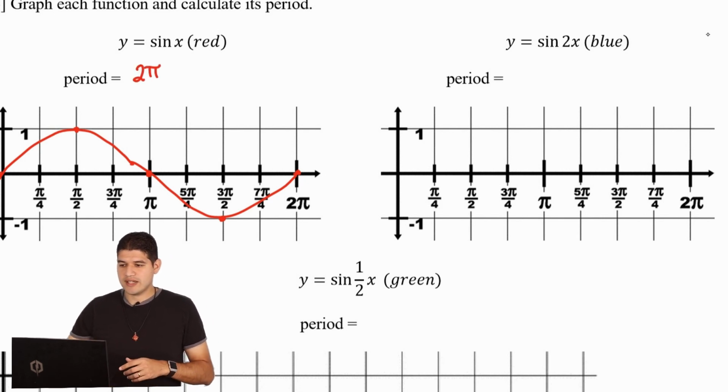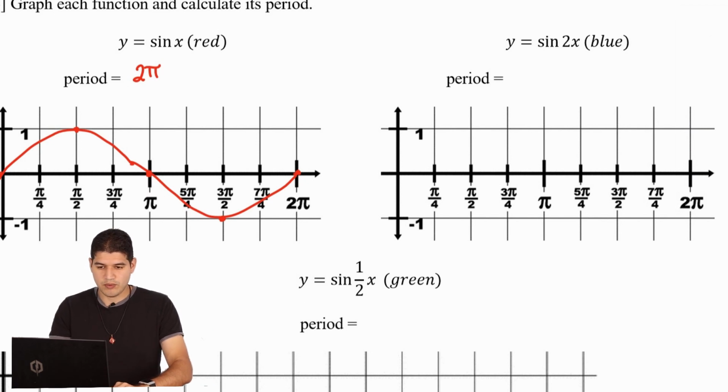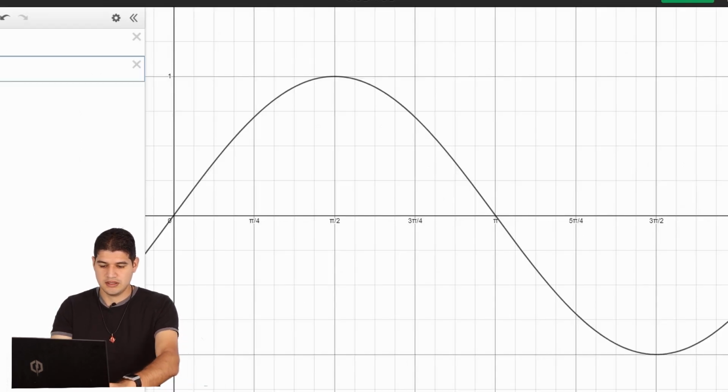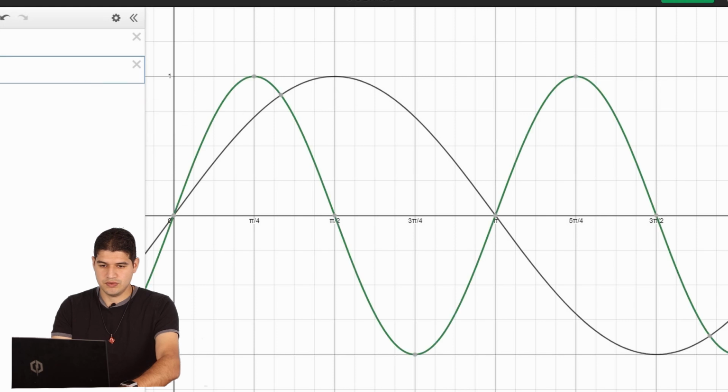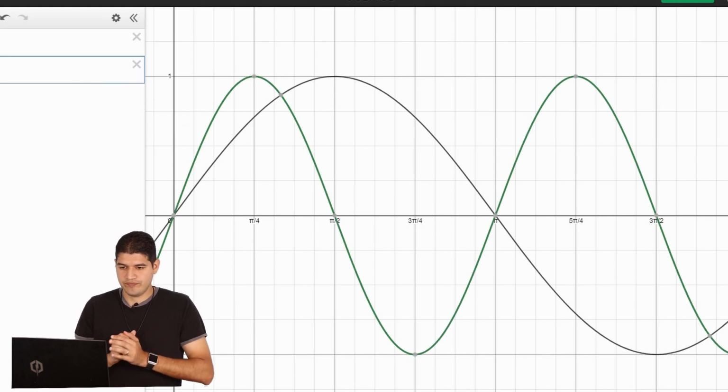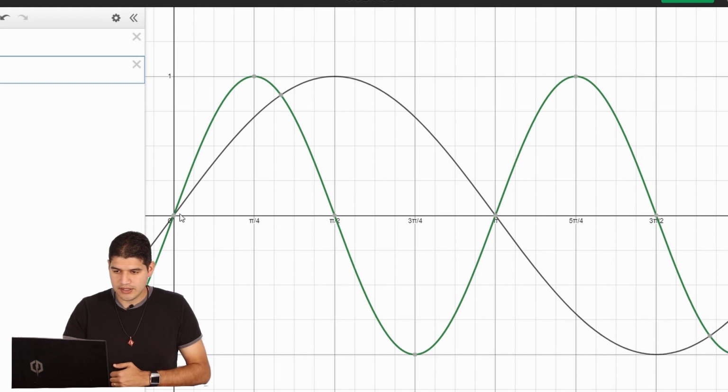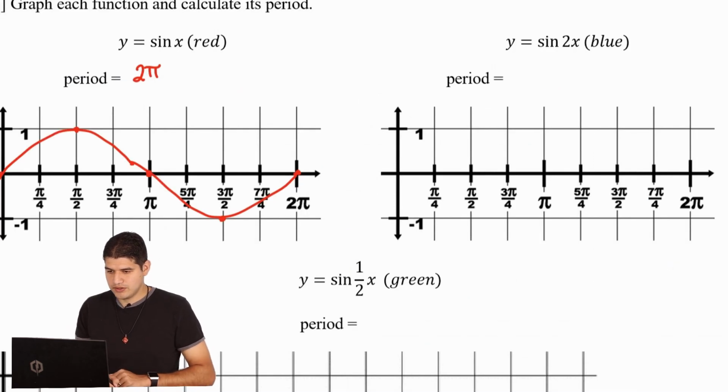I'm going to now graph sine of 2x, and we're going to look at what happens. Let's graph these down first. So I have the point 0, 0, pi over 4, 1, and pi over 2, 0. So let's graph those down. So 0, 0, pi over 4, 1, pi over 2, 0. And it looks like it's going to be repeating from there.